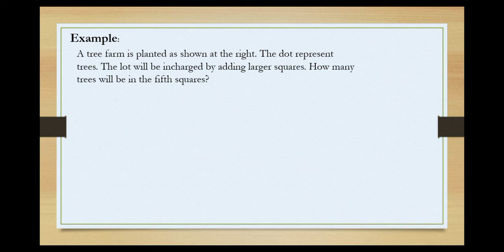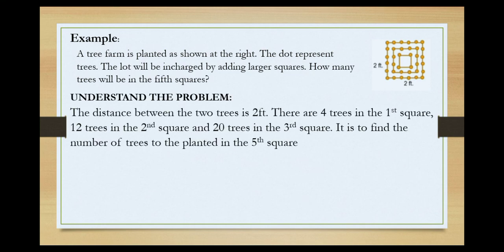Example: a tree farm is planted as shown at the right. The dots represent trees. The lot will be enlarged by adding larger squares. How many trees will be in the fifth square? To understand the problem, the distance between two trees is 2 feet. There are 4 trees in the first square, 12 trees in the second square, and 20 trees in the third square. We need to find the number of trees to be planted in the fifth square.